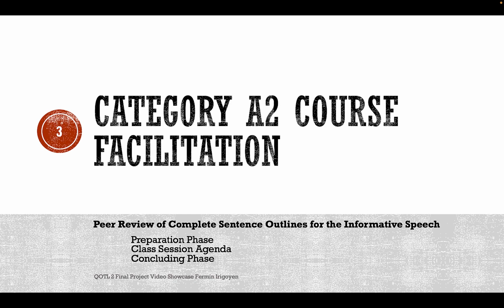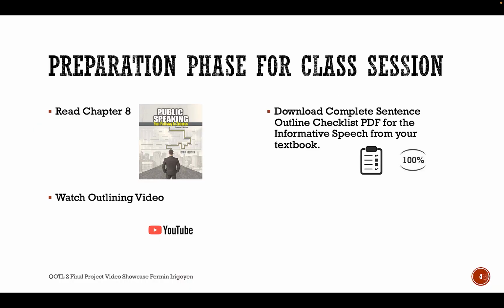So for Category A2, the course facilitation, there are three parts to this: the preparation phase, the class session agenda, and the concluding phase. Now, in order for the student to be prepared to come to class and review another student's outline, there's a variety of back work that needs to happen before we get to the class session. First and foremost, they must read Chapter 8 from Public Speaking, Your Pathway to Success, and that chapter deals with outlining and organizing your thoughts.